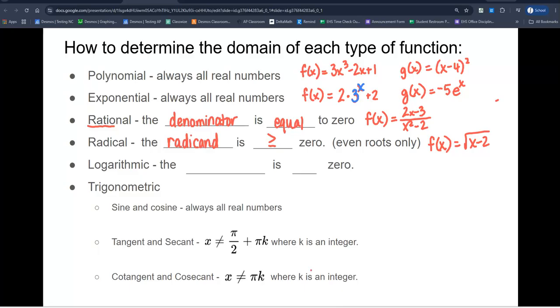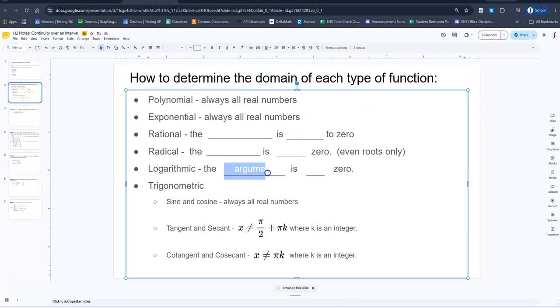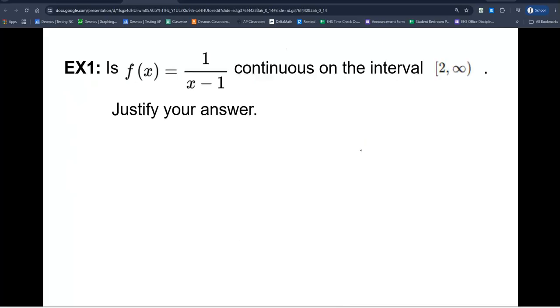Oh, I've forgotten this one. What do we call the stuff we're taking the log of? I've forgotten it. Let's see if I put the answer here. Oh, I did. Argument. That was smart of me, wasn't it? There we go. So the argument. Oh, shoot.